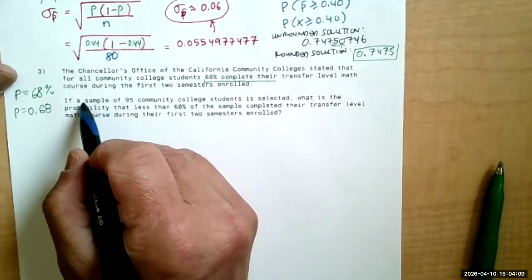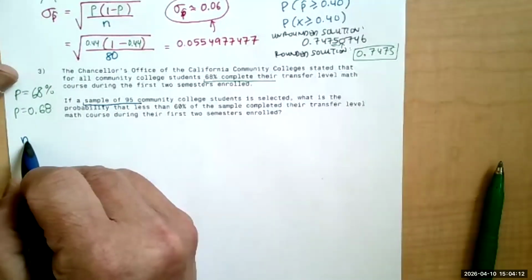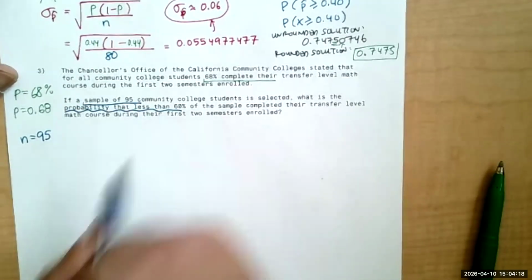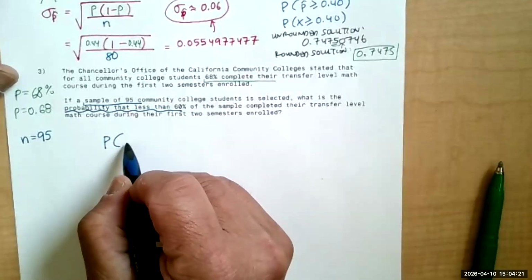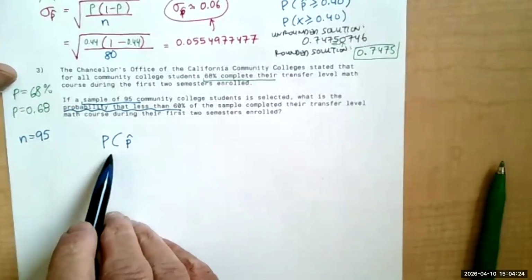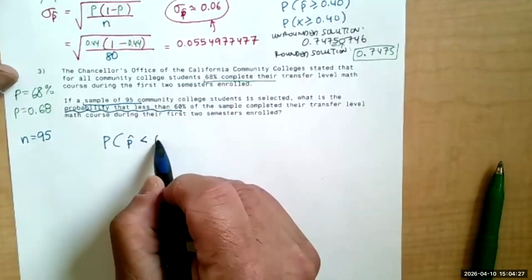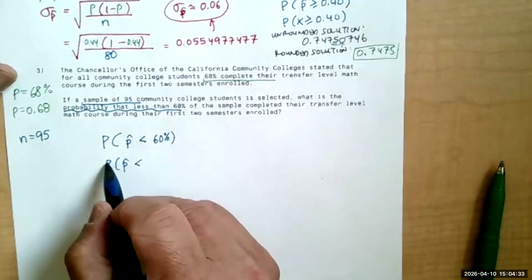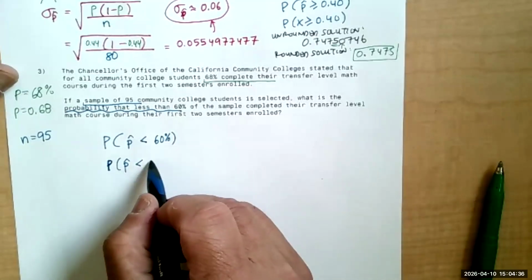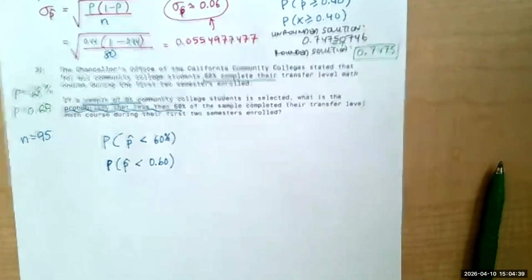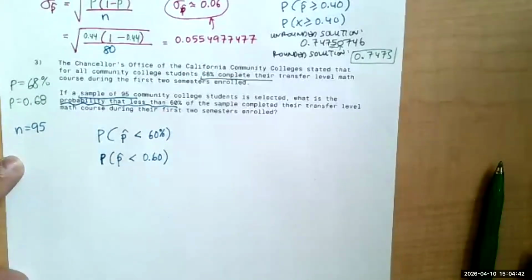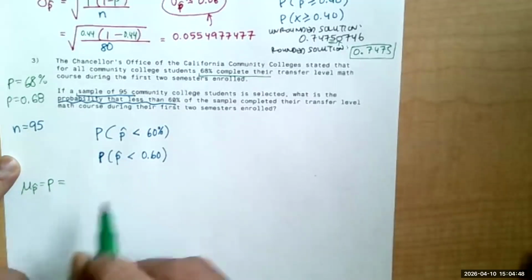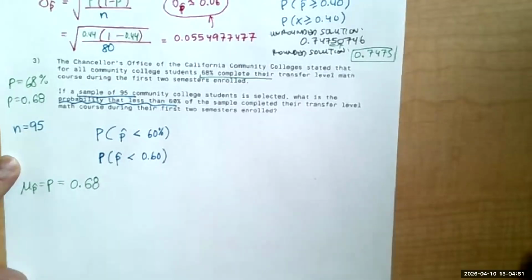Now we're looking for the probability that when we look at a sample of 95, so there's our n, 95, the proportion is less than 60%. So for the sample, that's the probability P of our sample proportion p hat being less than 0.60. Since we're talking about a sample, we need to know our sample values. Our mean is the same as our population proportion, 0.68.